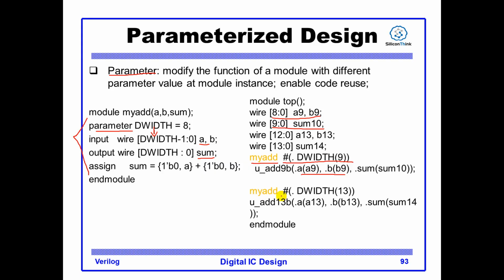And for the other instance, I can give the parameter another value. So this will be an adder of 13 bits. And the result is 14 bits. So using this construct, you can modify the value of a parameter defined in a module at module instance time. This construct can also enable the reuse of code.